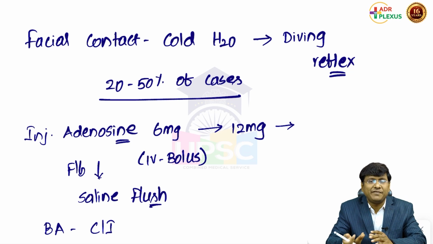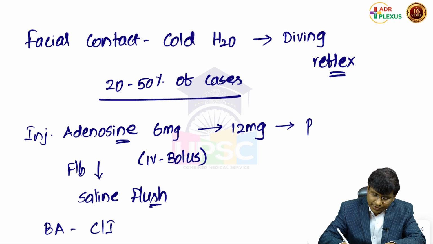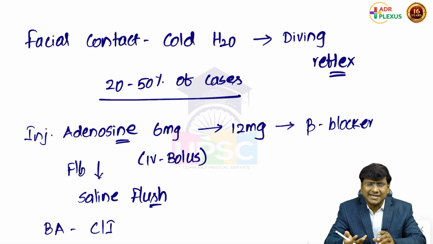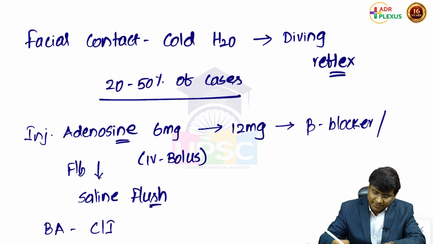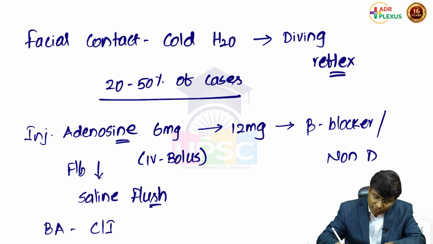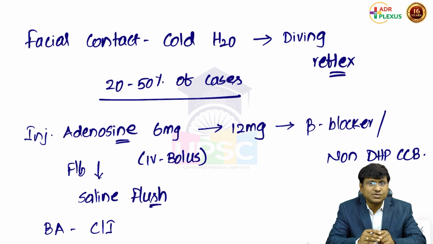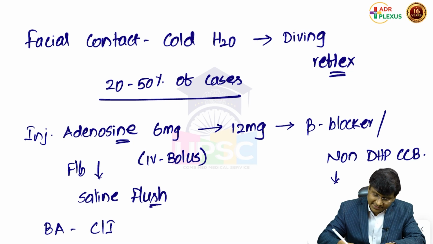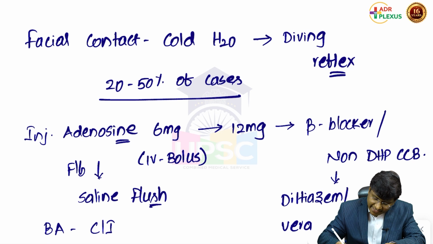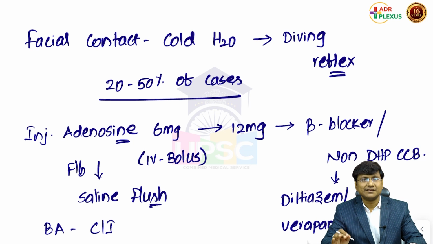And with the 12 mg of adenosine, if there is no improvement, then you need to give a beta blocker. A cardioselective beta blocker like metoprolol can be given, and then a non-dihydropyridine calcium channel blocker. Examples of non-dihydropyridine calcium channel blockers include diltiazem or verapamil, which should be given.